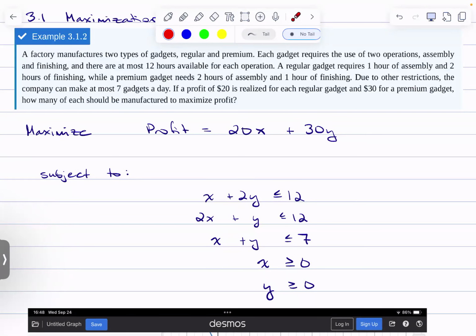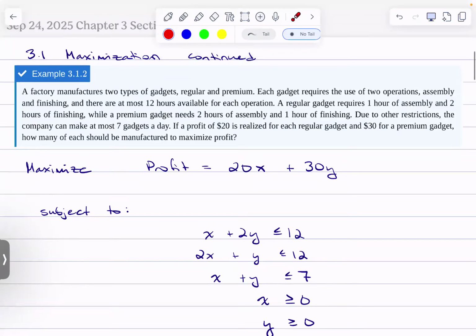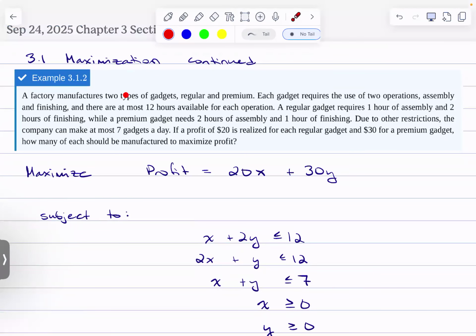Here we go. So we're doing maximization. A factory manufactures two types of gadgets, regular and premium. Each gadget requires the use of two operations, assembly and finishing. And there are at most 12 hours available for each operation. A regular gadget requires 1 hour of assembly and 2 hours of finishing, while a premium gadget needs 2 hours of assembly and 1 hour of finishing. Due to other restrictions, the company can make at most 7 gadgets per day.